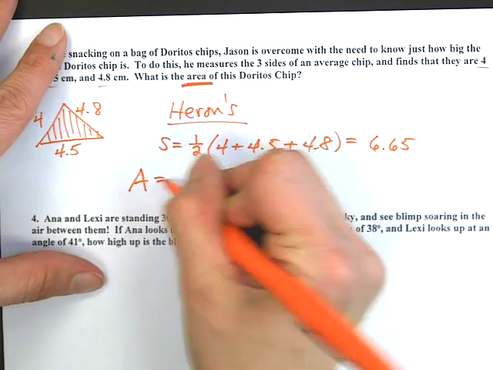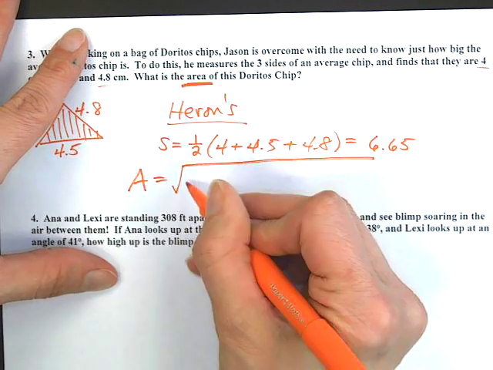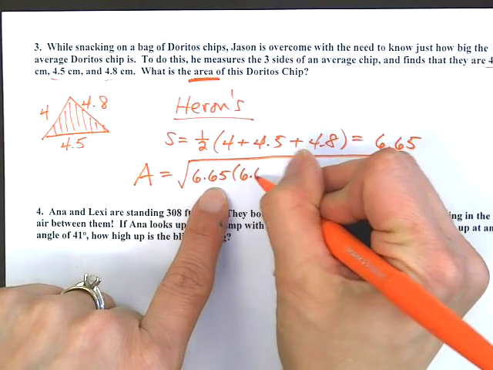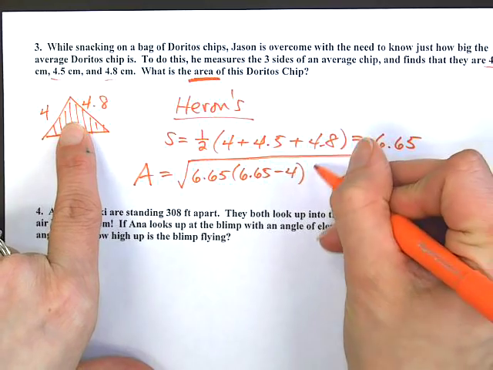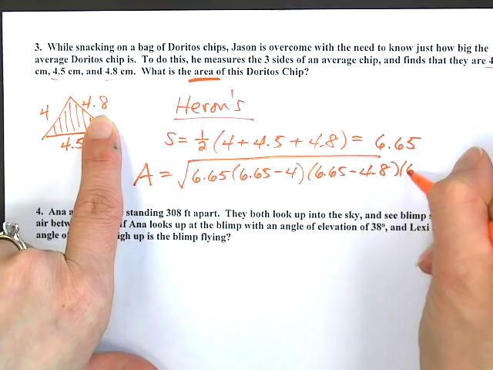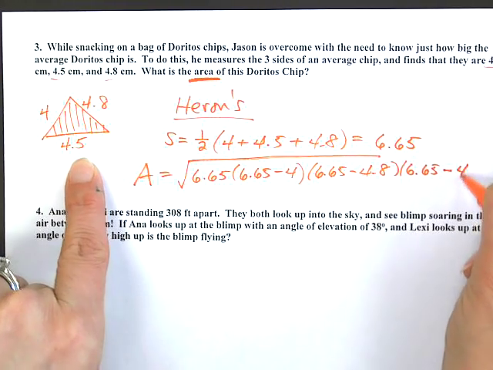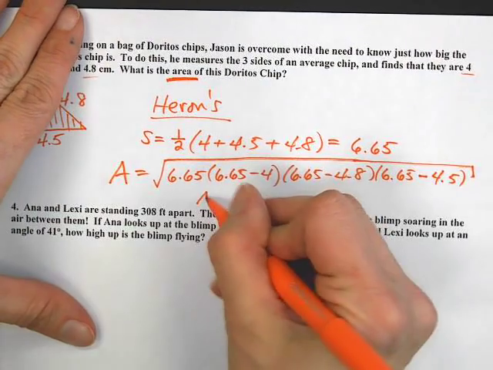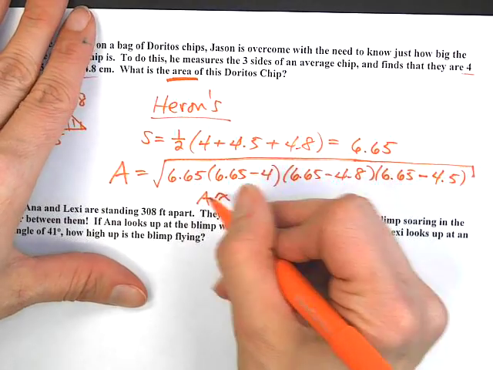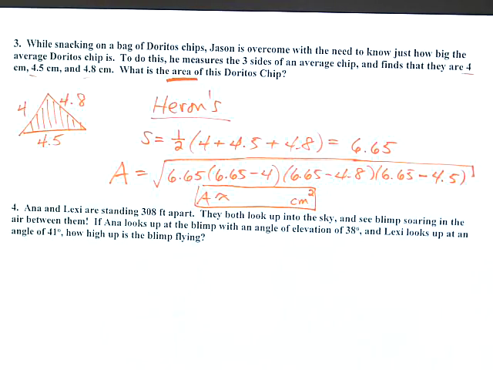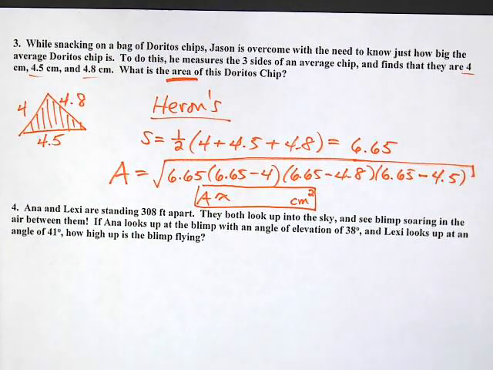And then area is a big, big radical. We're going to take 6.65 by itself, and then 6.65 subtract off one of the sides, 6.65 subtract off the next side, 6.65 subtract off the last side. Draw a longer radical bar if it didn't cover it. And the area is approximately how many centimeters squared? Let's see if you're playing along. Tomorrow I'll check the answer for number 3.